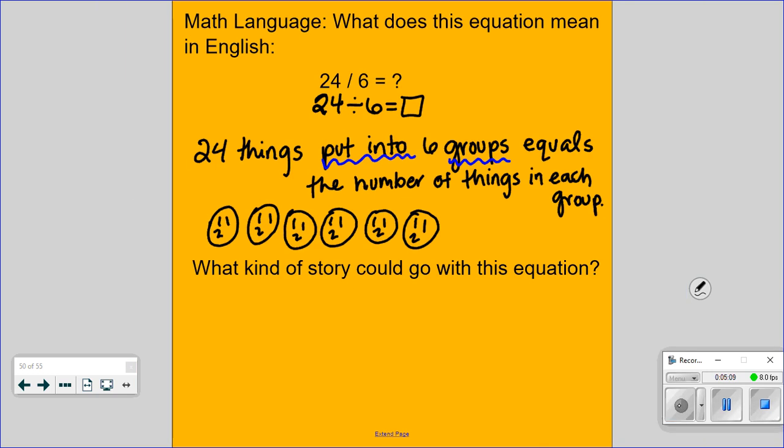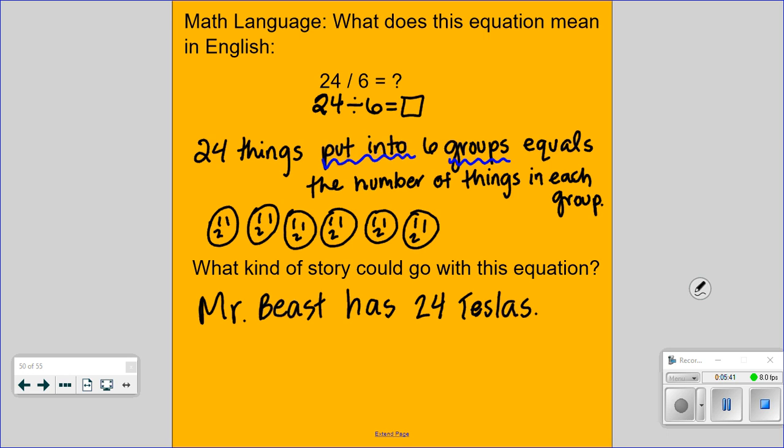Alright, let's think of a story, an example problem that might match that equation. Will, you want to try and make one? Alright, let's go for it. Mr. Beast. We are writing. All right, 24 Teslas. That's the total number. He's not getting any more. Remember, I now need to put them into groups.